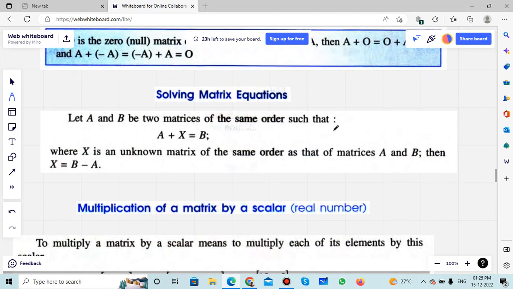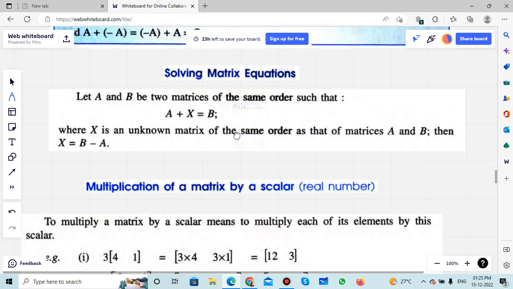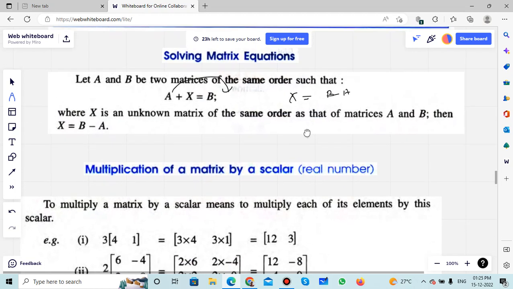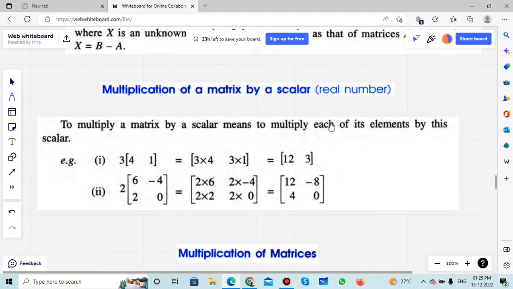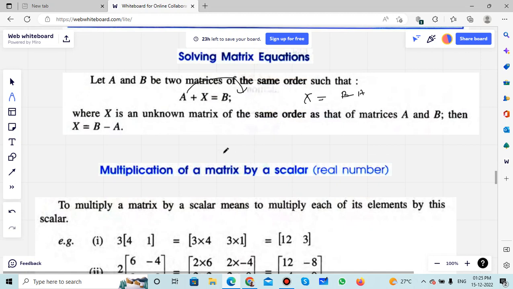So basically it says, when A and B are two matrices of the same order such that A plus X is B, then X will be equal to B minus A. You just leave A here, remove it from the other side, and X will be equal to B minus A. So this is what we have to say. For example, the question comes just like this: what should be added to matrix A so that we get matrix B, right?